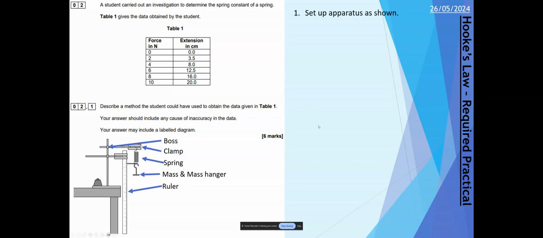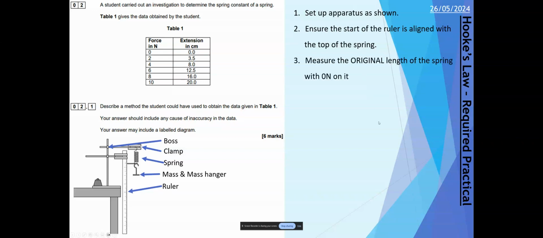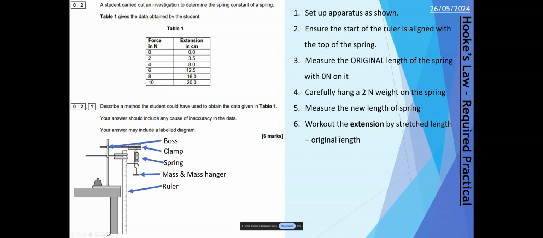Now, this is the sort of thing you could write as a method. Set up the apparatus as shown. Ensure the start of the ruler is aligned with the top of the spring. Measure the original length of the spring with 0 newtons on it, and then carefully hang a 2 newton weight on the spring. We're starting with 2 newtons because that's what it said in the table. Measure the new length of the spring, and then work out the extension by doing the stretch length minus the original length, so the difference as they've put there. Repeat steps 1 to 5 for 4 newtons, 6 newtons, 8 newtons, and 10 newtons. We're using those because that's what's in the table. If you're not given a table, I would just go up in ones.